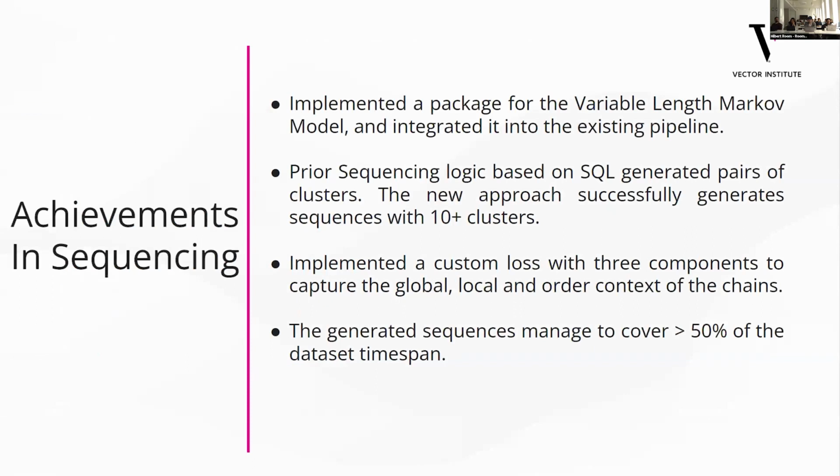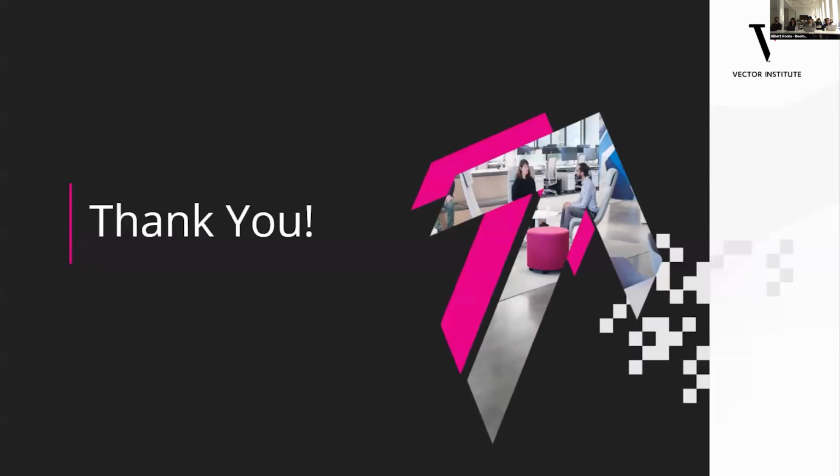The main achievements that we managed to achieve in sequencing: we implemented a package, or a library, for a variable-order Markov model, and it has already been integrated into the existing pipeline. The existing sequencing logic that SSEC had was based on SQL and it only generated pairs of clusters. The new approach can generate sequences with 10 plus clusters. We also implemented a custom loss, which has 3 custom components to capture the global context, local context, and order context of the chains. Finally, the sequences that our model can generate now cover more than 50% of the data set.